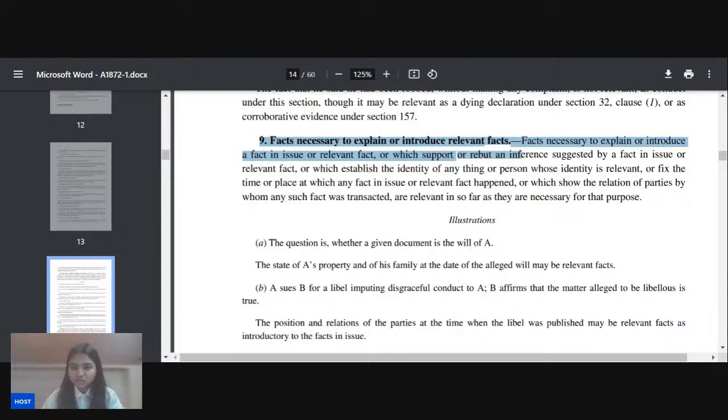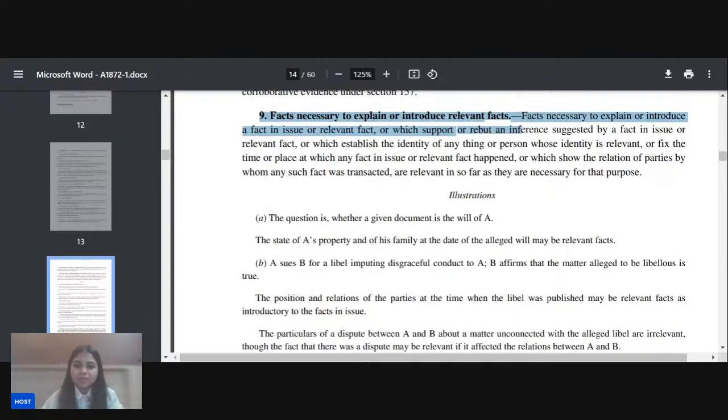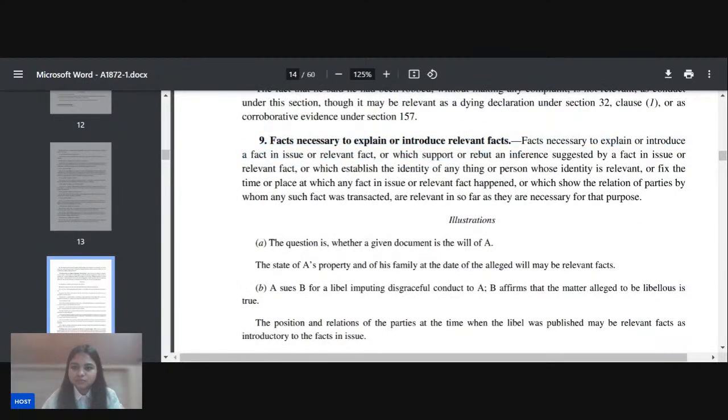Given under section 9. So section 9 is better known for this test identification parade, which comes under the subheading of, if you see, facts establishing the identity of anything. If you see in this section, which establishes the identity of anything or person whose identity is relevant.